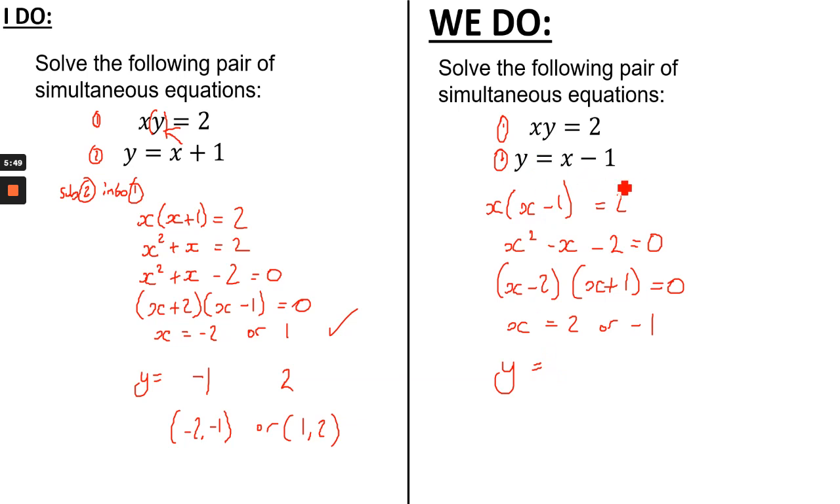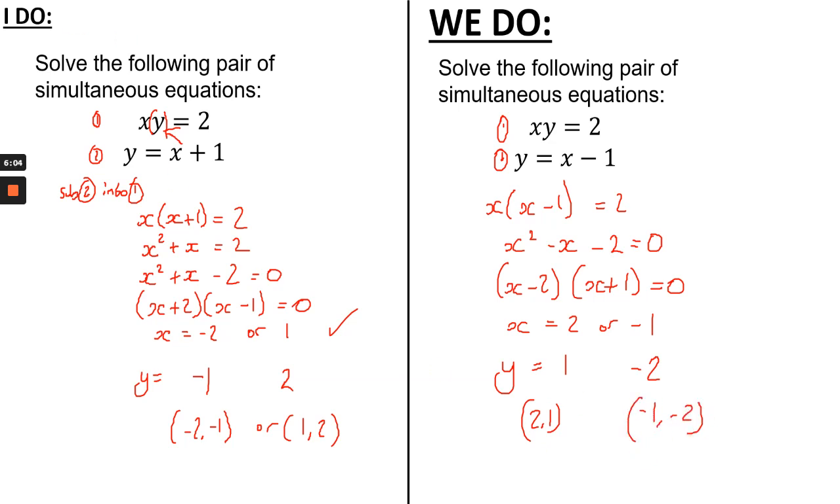The second equation is probably the easiest. So y is equal to x subtract 1. So if x is 2, y is 1. And if x is negative 1, y is negative 2. So your two coordinates are (2, 1) or (negative 1, negative 2).